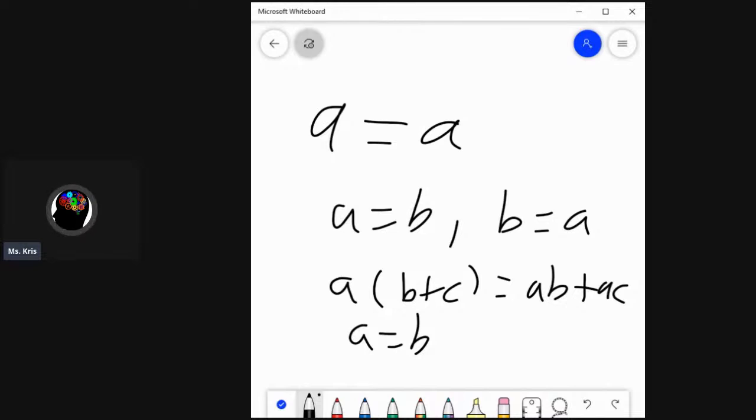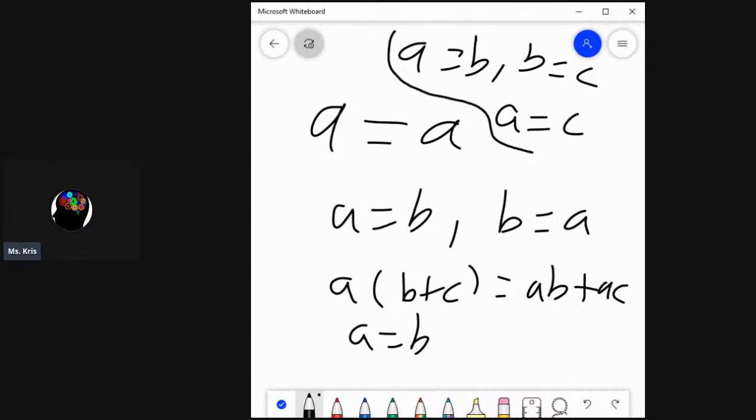And of course, we have the transitive property: if A equals B and B equals C, that means A equals C. If A equals B and B equals C, then A equals C. Transitive property.